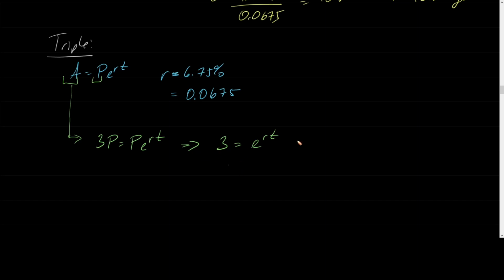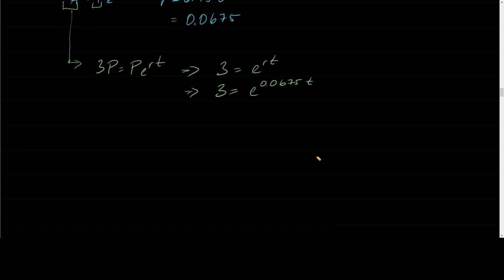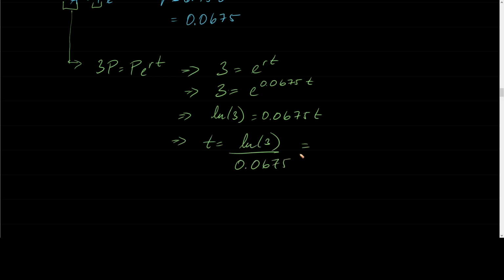Now, I know what my interest rate is, so let's plug in the value of r. So e to the 0.0675t. At that point, we take the ln of both sides. So I end up with ln of 3 is equal to 0.0675t, which tells us that t is simply ln of 3 over 0.0675. Plug this into the calculator, you get something like 16.2757, which we're going to round to 16.27 years.